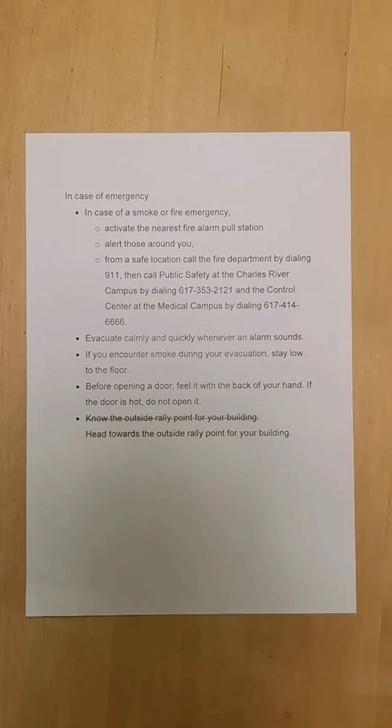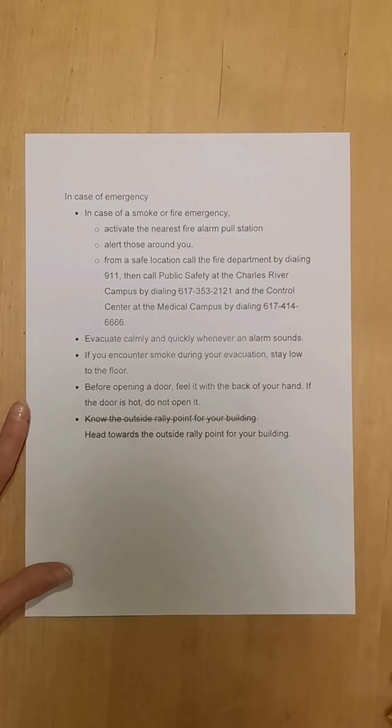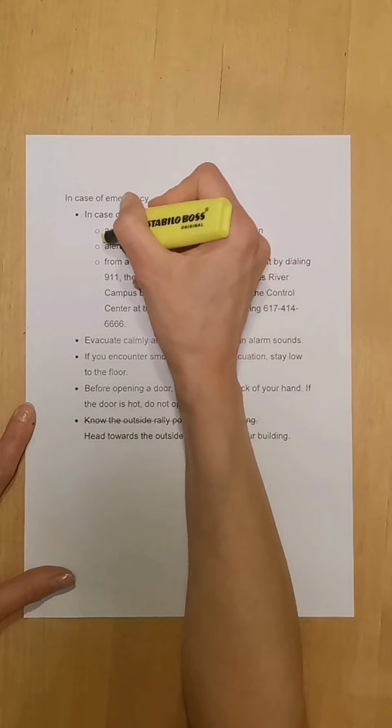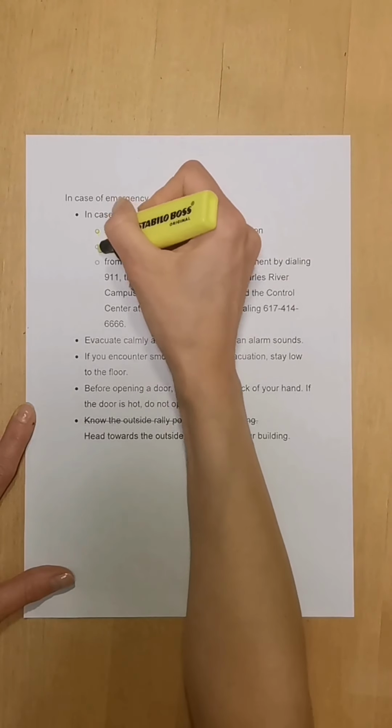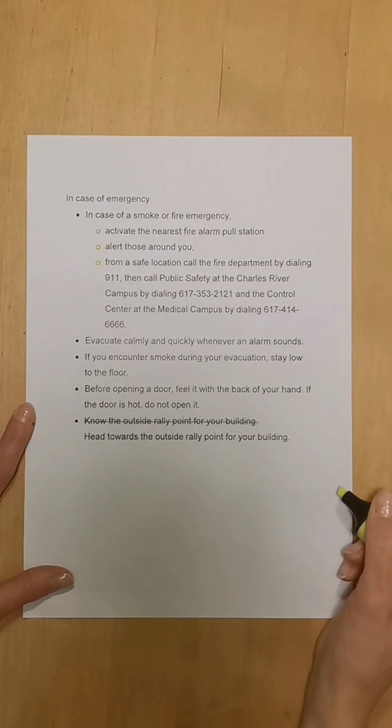This page shows the script we've ended up with for the comic. The last item on the list originally was know the outside rally point for your building, which I've rewritten as a step in the emergency protocol as head towards the outside rally point for your building. I will now use this script to make two separate comic strips.